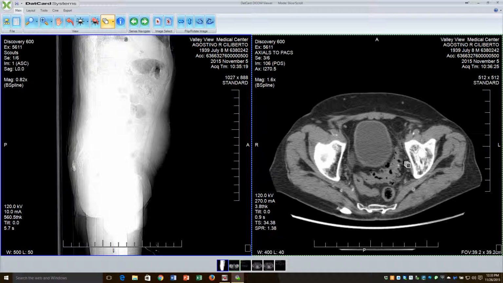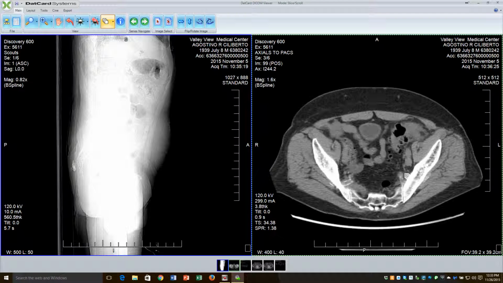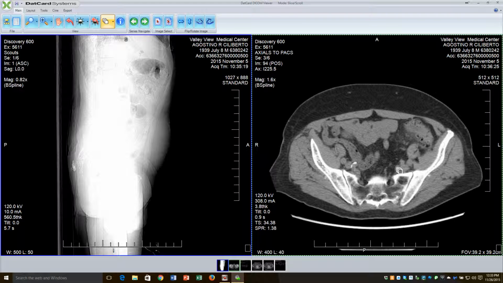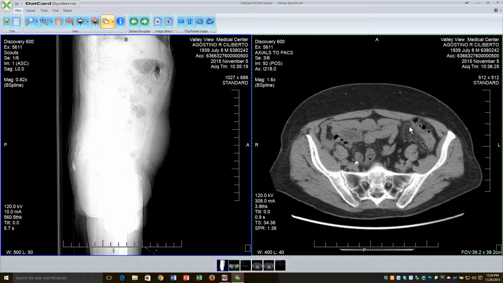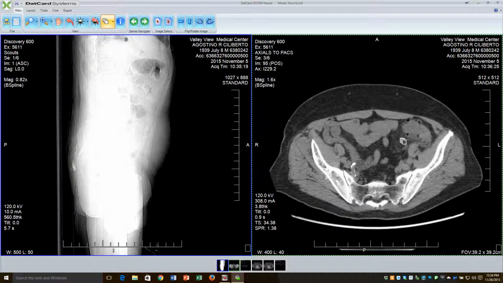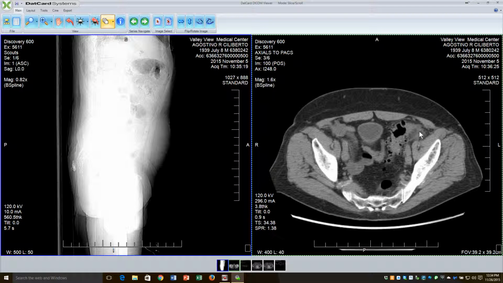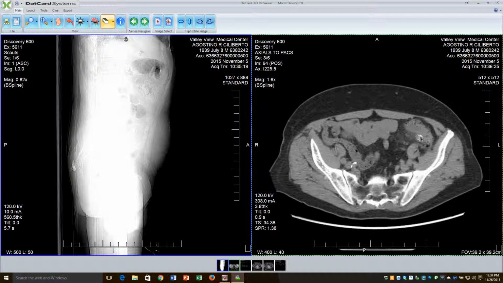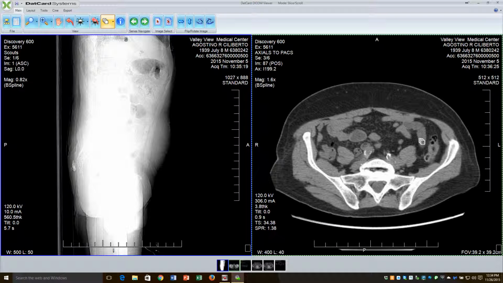But as we move up, we'll see some changes in the fat right here, consistent with diverticulitis. So this is in the left side of the abdomen. This haziness here in the fat is an inflammatory change. So this is consistent with acute sigmoid diverticulitis. Right here we see some more. As we continue to move up, here's the fatty changes consistent with the inflamed colon.